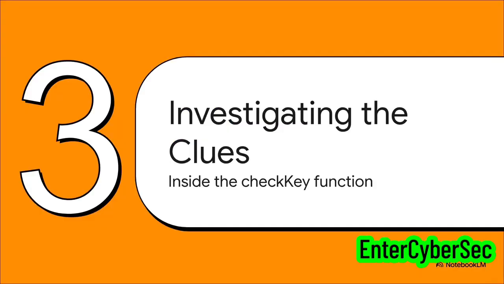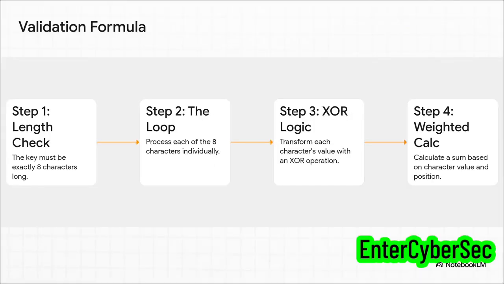And now for the really fun part. We are going to dissect that check key function piece by piece and follow the trail of clues hidden right there in the code. This is where the real detective work begins. Let's go. So, the logic inside this function, it's basically a four-step security checkpoint. First, it checks the key's length. Then, it loops through every single character. After that, it applies a simple cipher. And finally, it calculates a very specific kind of sum. Let's break down each one of these steps.